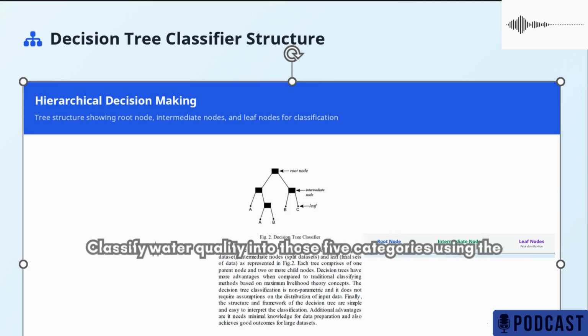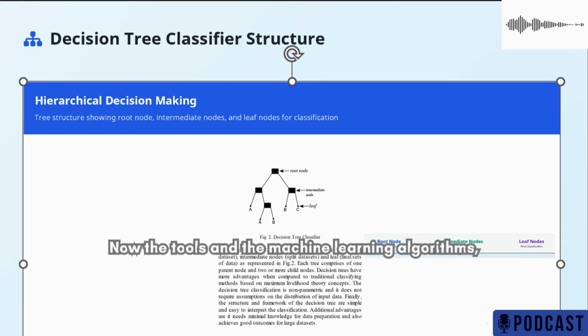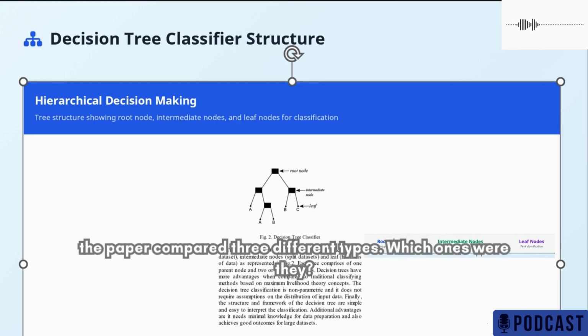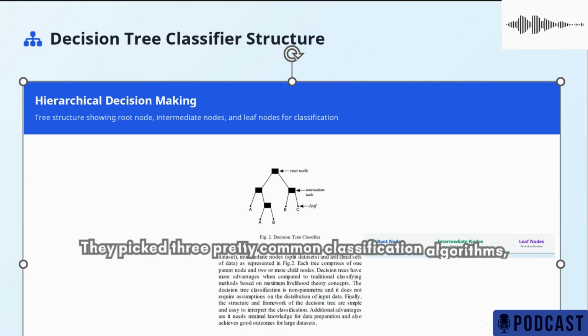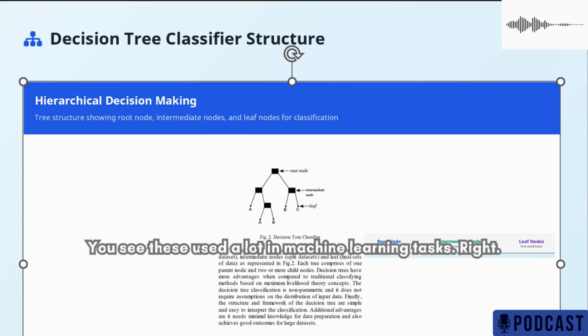Classify water quality into those 5 categories using the WAWQI. We have the real-world data. Now, the tools and the machine learning algorithms. The paper compared 3 different types. Which ones were they? They picked 3 pretty common classification algorithms: support vector machine, or SVM, decision tree, and Naïve Bayes. You see these used a lot in machine learning tasks.